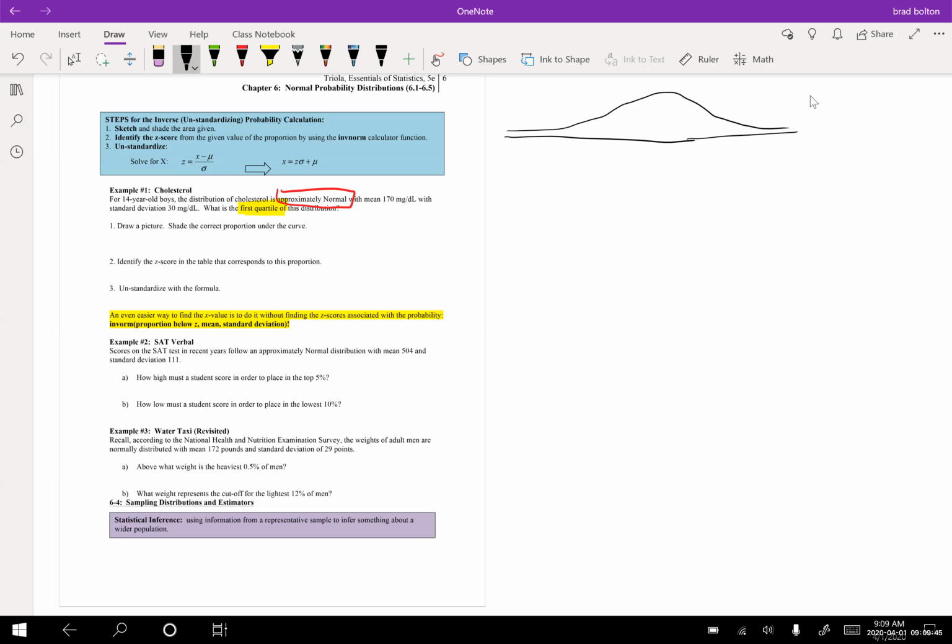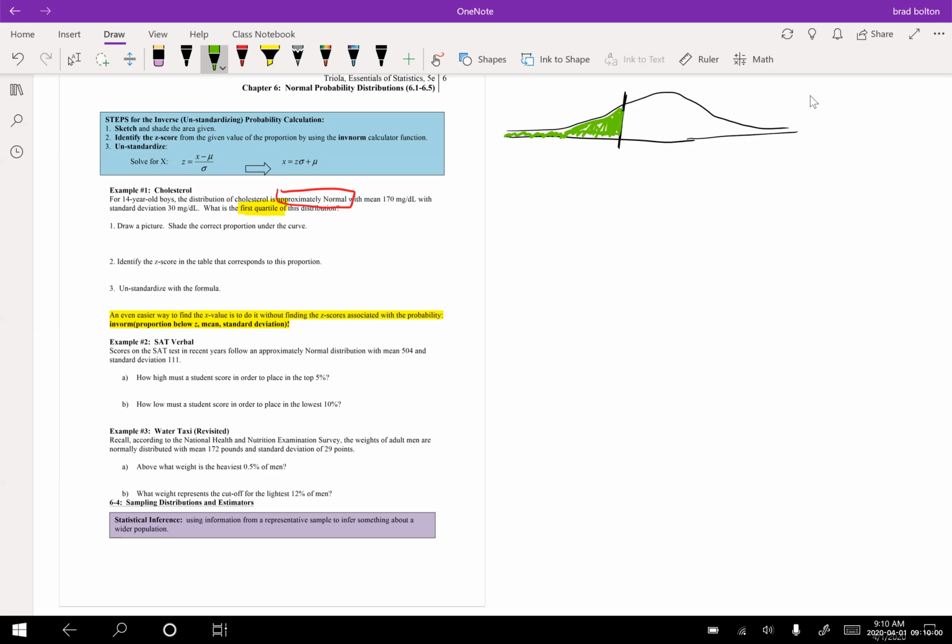So I'm going to draw the first quartile. I feel like it's going to be right about here. And then I'm going to shade my 25%. Remember, drawing the picture will help you guys not lose track of what you're doing. Some of you will be like, well, I don't need to do it. I can get it without doing that.